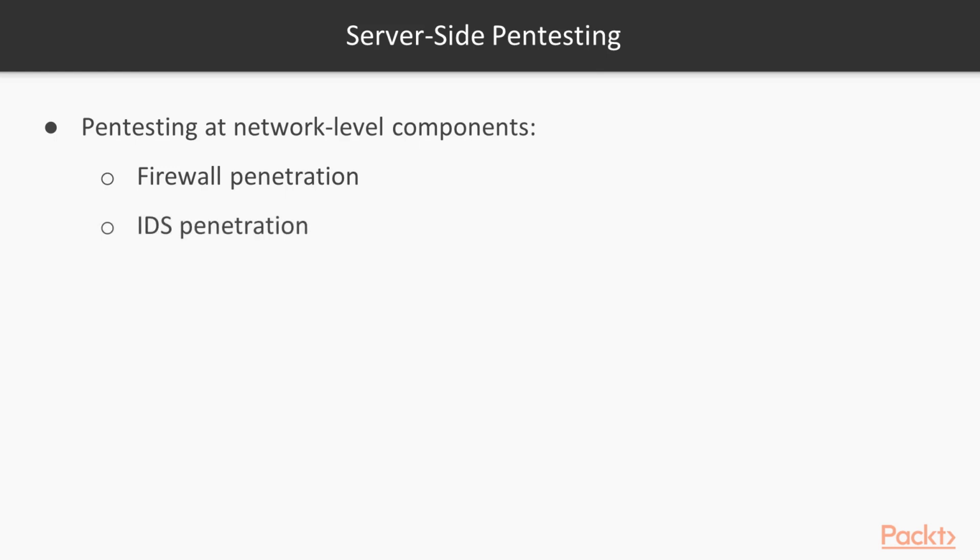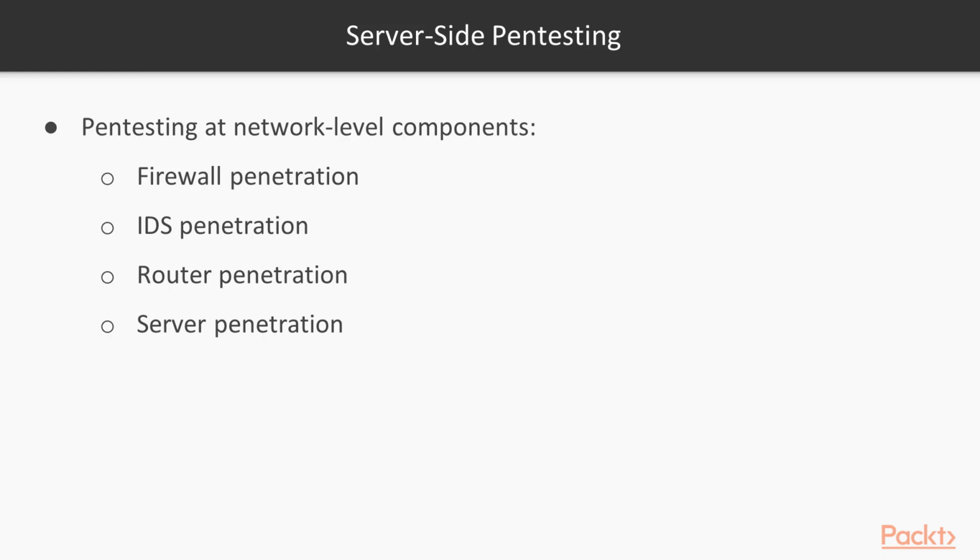IDS, intrusion detection system, is always available at the server side. Penetrating it is server-side pen testing. Router pen testing: the router is also available on the network side, so if you try to penetrate a router, it will be called server-side pen testing. Or directly a server. So you have a server, and if you try to pen test your server to find out the loopholes or weaknesses inside it, that is also considered server-side pen testing. So these are the components in server-side pen testing.